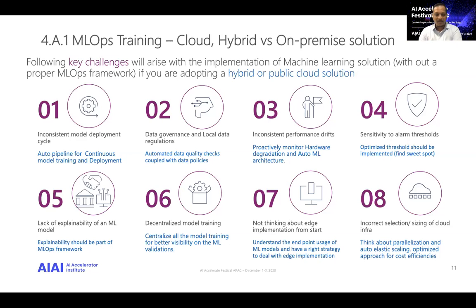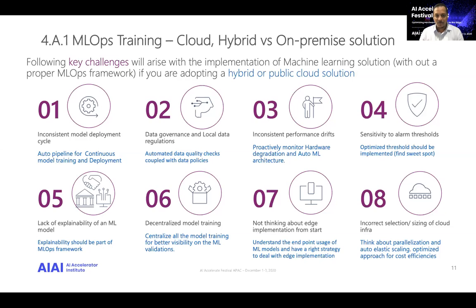Again, I'm not going to spend much time. You could take notes, or take the material. I will see if I can touch base on the critical points here. Think about an inconsistent model development lifecycle. If you're using MLOps, make sure you automate the pipeline for continuous model training and deployment. That is an important aspect.